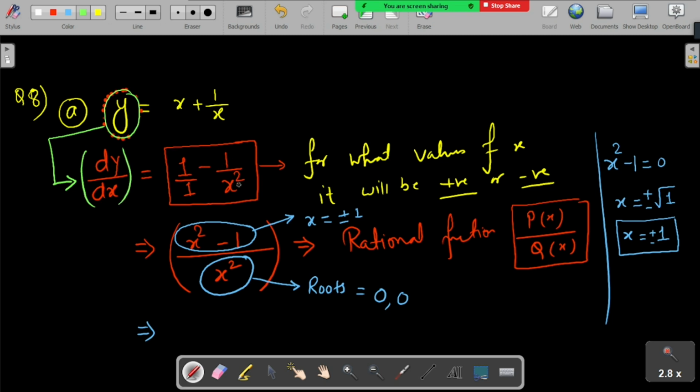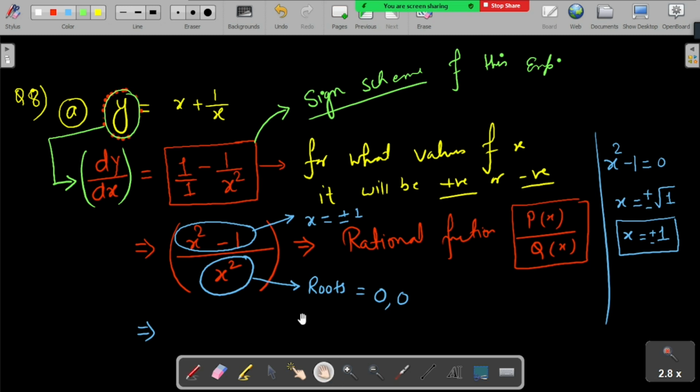It is 1 minus 1 by x square, right? After this, we have to draw the sign scheme of this expression. Whatever you are getting in your dy upon dx, you have to get its sign scheme. What is the sign scheme? To get the sign of this expression for all real numbers, you have to get the sign of this expression for all real x, right?